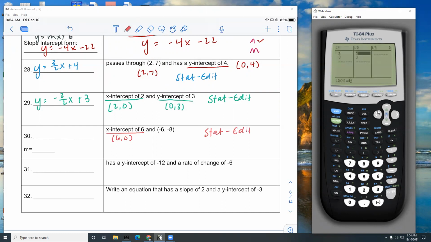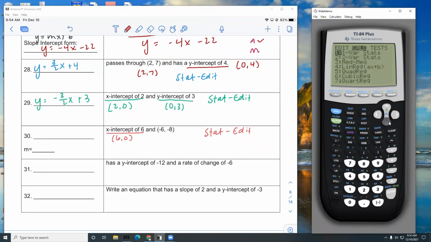Stat edit, L1, clear and enter. All the way up to L2, press clear and enter. Guys, you can also just type over the numbers if you would like. So in L1, I'm going to put 6, enter, and -6, enter. In L2, I put 0, enter, and then -8. I've got to make sure my points all line up.